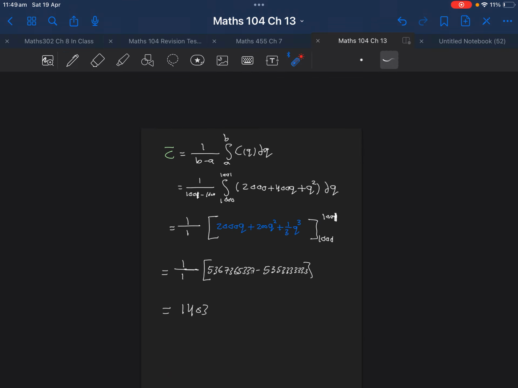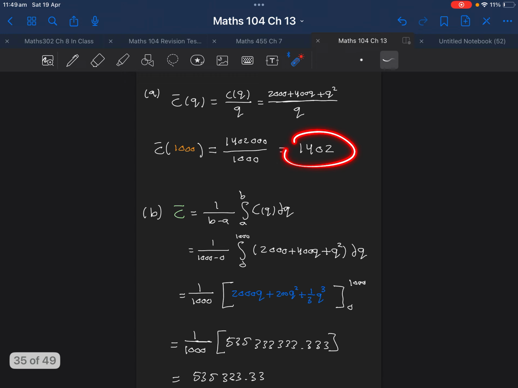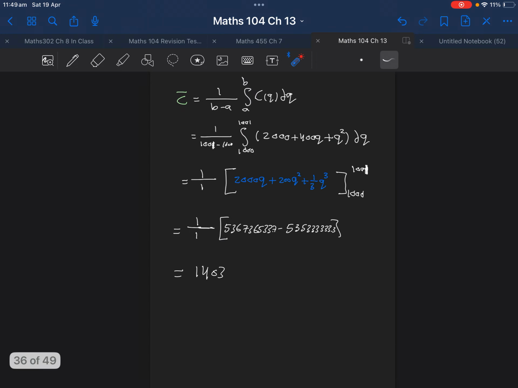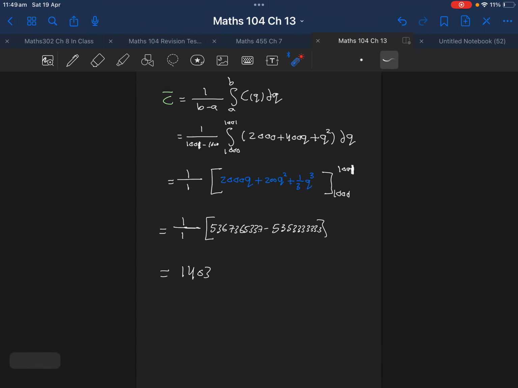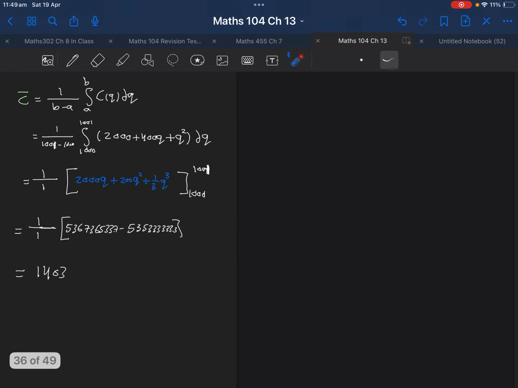And that's the answer, which, if we compare it to part A, is almost the same, 1,402. This is 0.03, which is the same because I'm taking the average only between one interval.